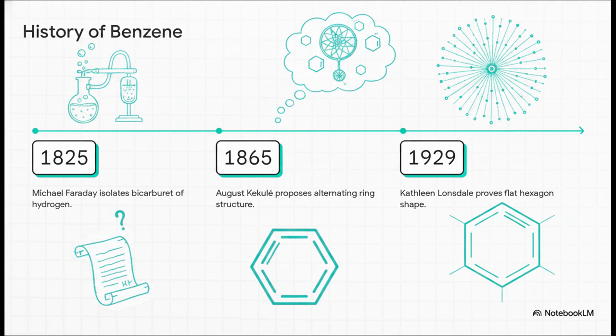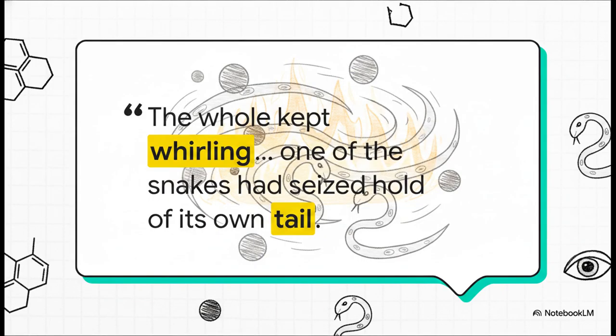But the definitive visual proof? Wow, that didn't arrive until 1929 when Kathleen Lonsdale used groundbreaking hand-calculated X-ray crystallography to prove benzene was a perfectly flat hexagon. So, how exactly did Kekulé come up with that ring structure way back in 1865?